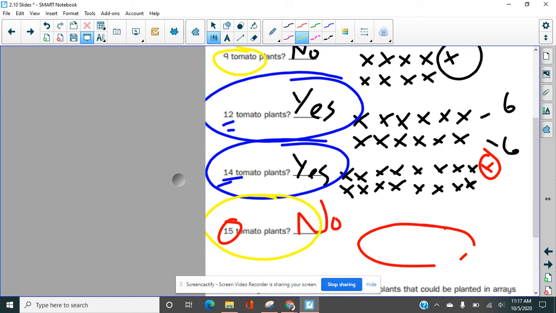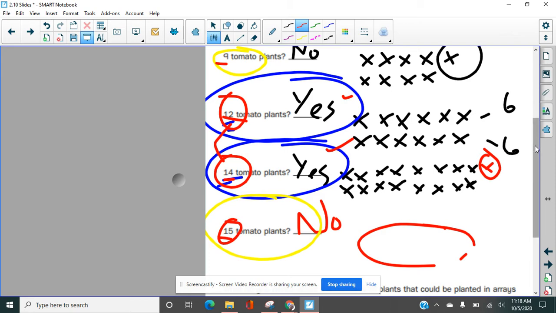All right. If you haven't said it yet, I want to lead you to a discovery here. 12 and 14 have one thing in common, and then 9 and 15 have the opposite, and that is even and odd. So if you look at the ones that we could get a yes for, they are even numbers. Even numbers can be divided in half and not have any remainder. The other ones are odd.